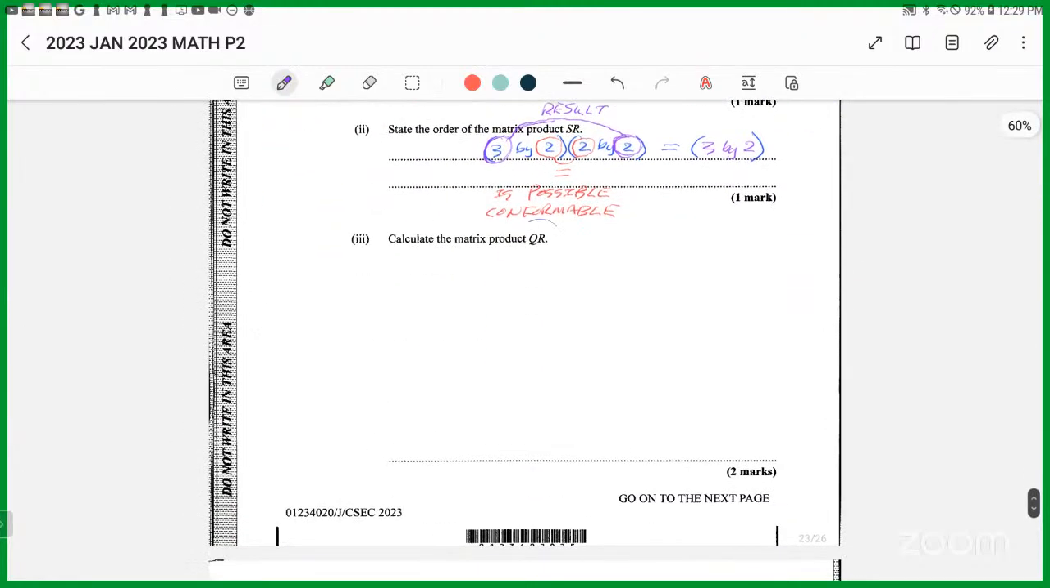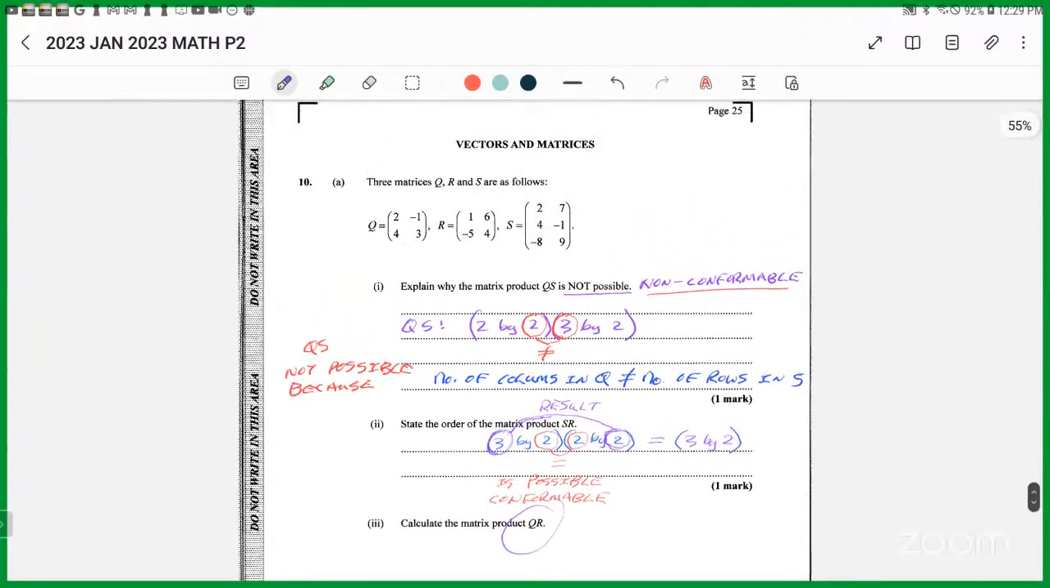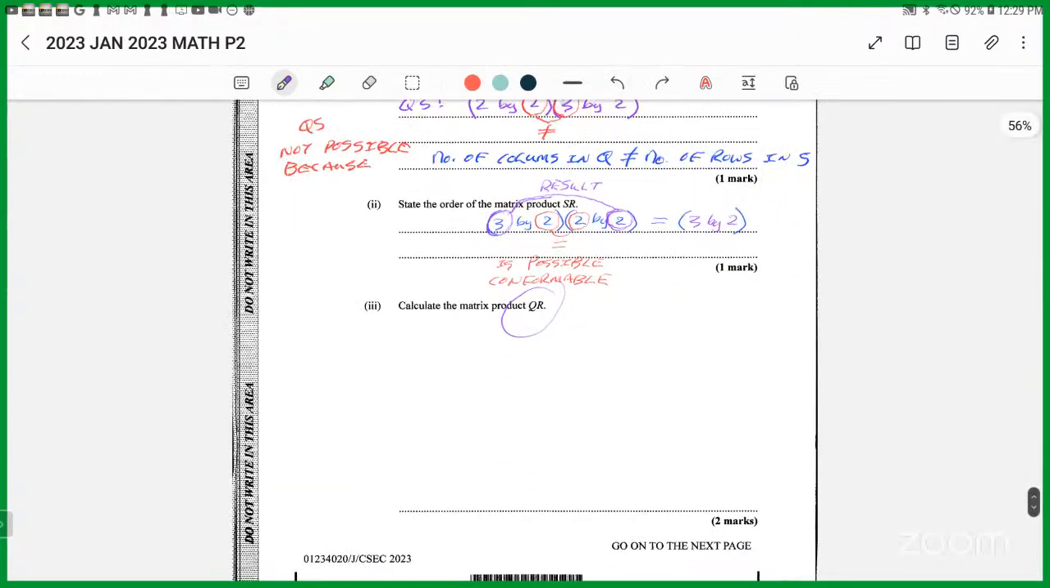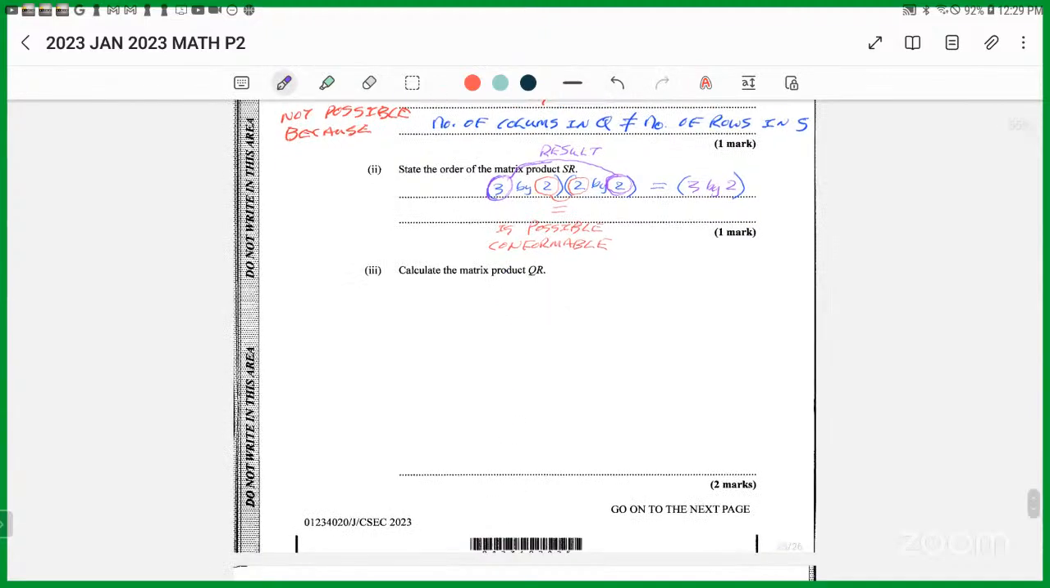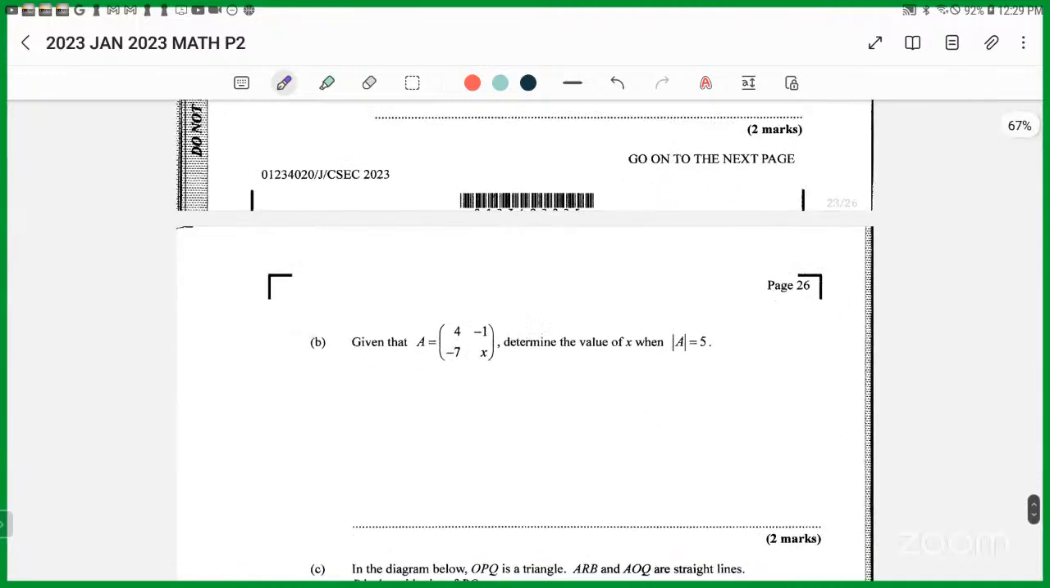And this is asking us to multiply these two 2 by 2 matrices, Q and R. I'm going to skip over that part, but that is just more of the same that we've been doing all day. So basically the same thing. We did one like this a while ago.